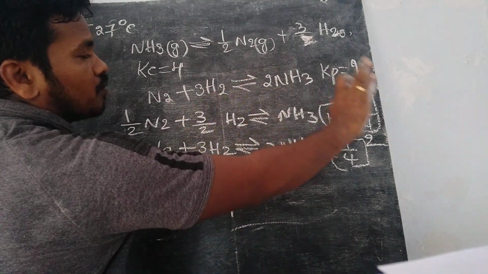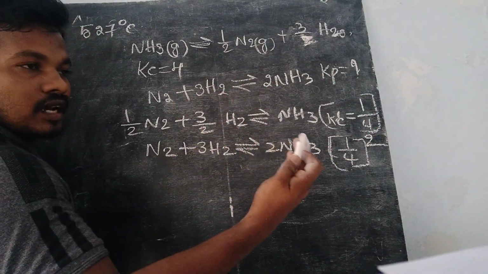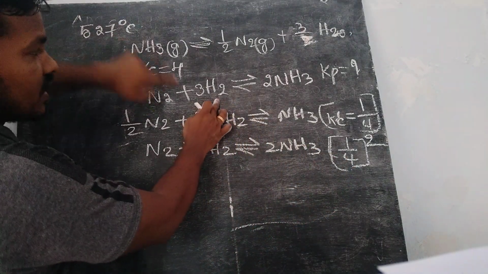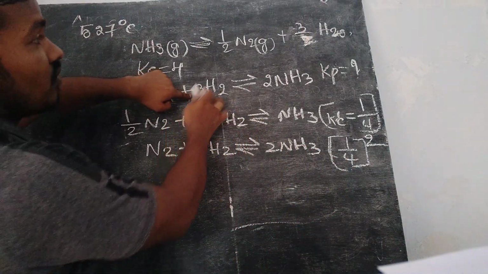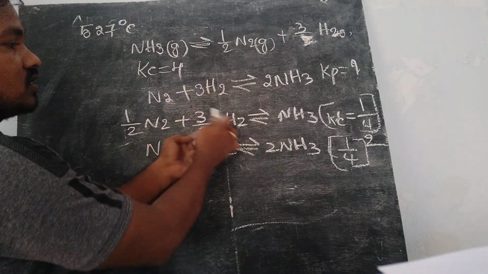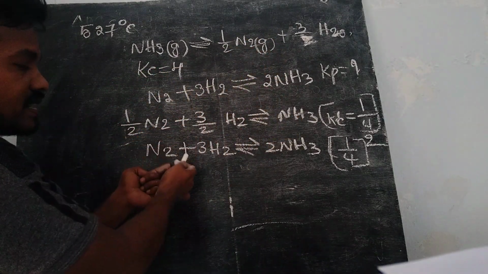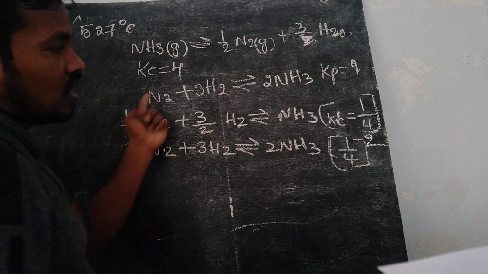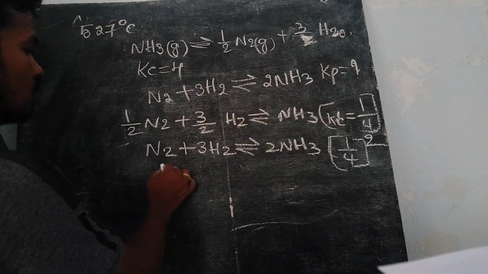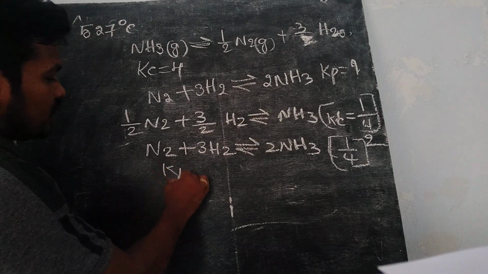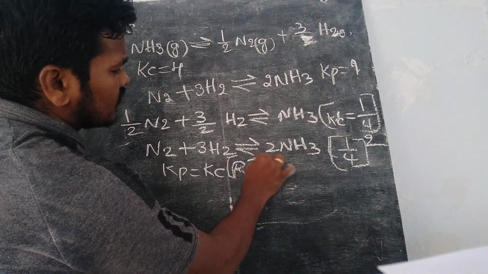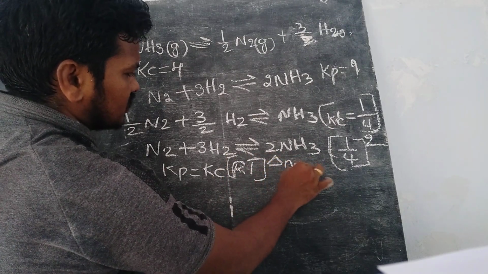For this reaction, Kp, how much? Directly we cannot calculate the Kp. For this reaction we first have to calculate the Kc. That is why I reversed this reaction and again multiplied by 2, which makes it equal to this reaction. Now you can write Kp is equal to Kc (RT) to the power delta Ng.